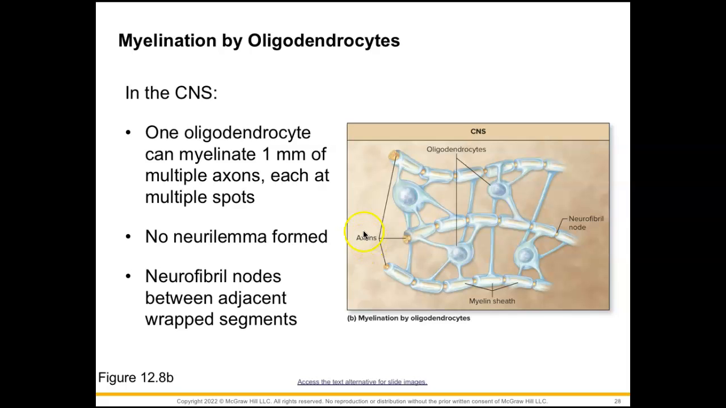Now let's talk about myelination by our oligodendrocytes within our central nervous system. So we're going to see that one oligodendrocyte is myelinating 1 millimeter of multiple axons at each of the multiple spots. So we see that it has these processes that extend on out and can myelinate several axons at one time. In this way, we have no neurilemma that's formed, and neurofibril nodes between adjacent wrapped segments are existing once again. So here's one here, there's another one there, and another, several of them.